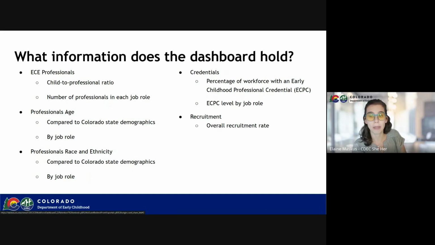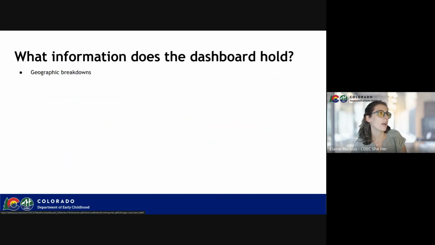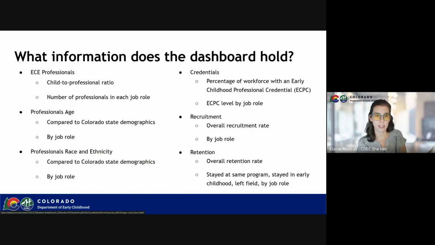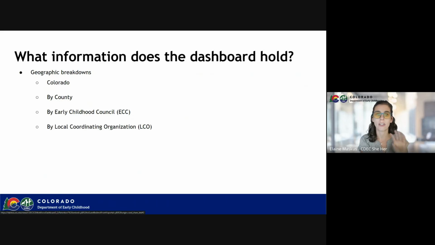And then some exciting recruitment data: the overall recruitment rate, and then recruitment rate broken out by job role, and then retention data. So overall retention rate, and then retention rate broken out by professionals who stayed at the same program, people who stayed in early childhood but went to a new program, and people who left the field in Colorado, also broken out by job role. And then all of these data points can be broken out by geography. So you can see the overall data point for the state of Colorado, and then you can also see all of these data points for every county, for every early childhood council, and for every local coordinating organization.